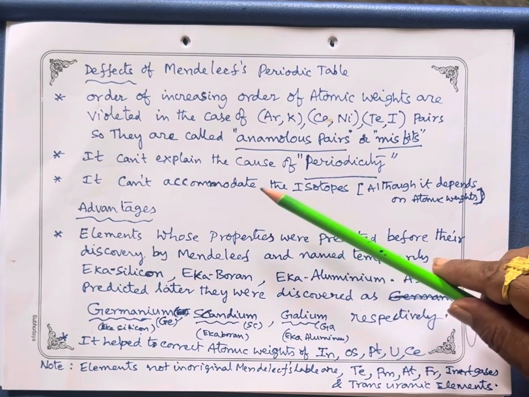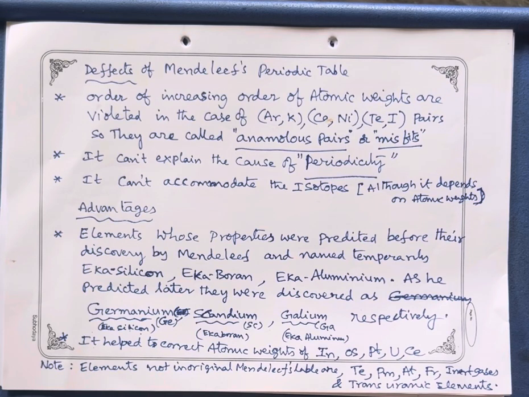It can't explain the cause of periodicity. Periodicity means the similarity of properties of elements comes at regular intervals. That is called periodicity. Generally, seasons and days all come at regular intervals, one after the other. Such a nature is called periodicity. Here, what is the reason for the periodicity? Why do similar properties of elements come in a similar group? That reason is not explained by this Mendeleef periodic table.